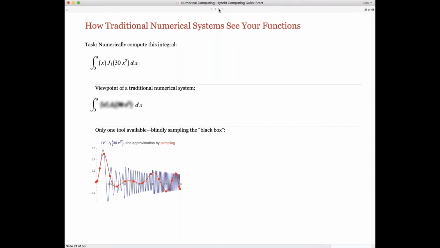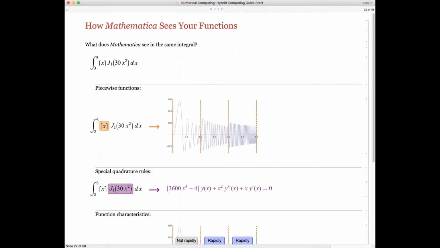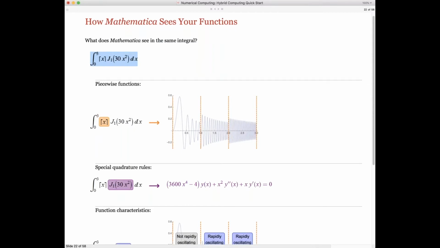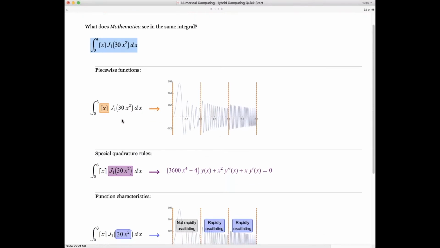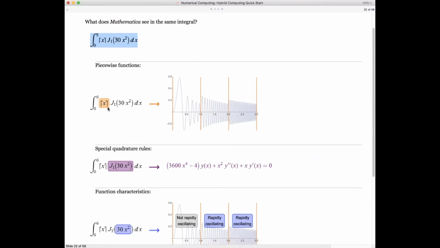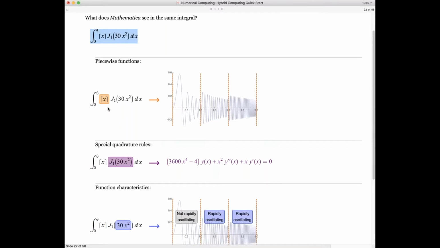On the other hand, now let's compare this with how Wolfram Language views the same numerical integration problem. When you tell Wolfram Language to numerically integrate a function like this, the full structure of the integrand as a symbolic expression is available to Wolfram Language. And there is a lot of information in this expression. Wolfram Language recognizes the function ceiling of x and therefore expects discontinuities at every integer value of x. Wolfram Language can deduce that the BesselJ1 of 30x squared satisfies this differential equation.